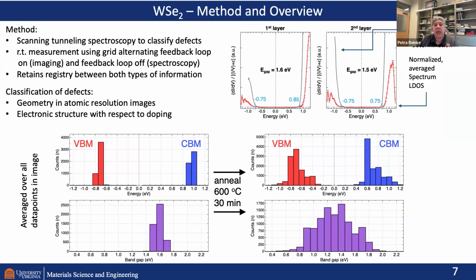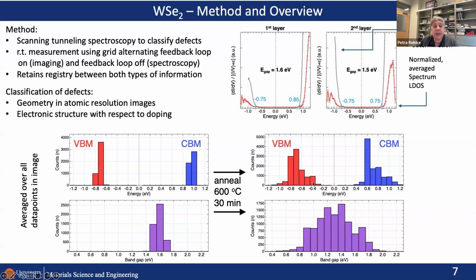And these two things are not just the band gap, but the position of the valence band as well as the conduction band edge, because that allows us to look at whether we make an N-type or a P-type defect, or do we make an electronically neutral defect? Because we know the position of the Fermi level, and we can measure from our spectroscopy data sets the position locally of valence band and conduction band extrema.